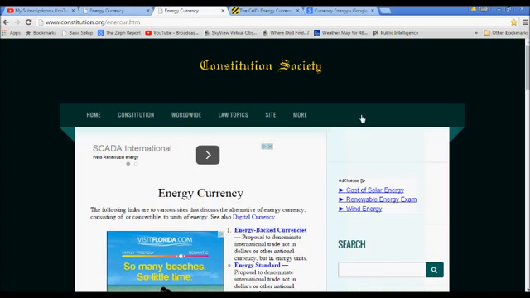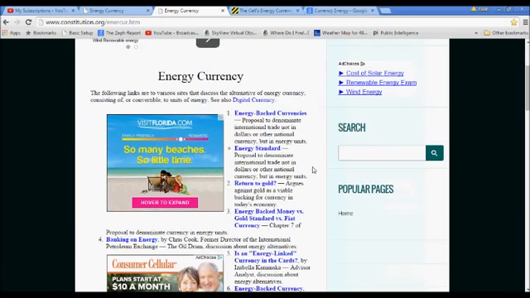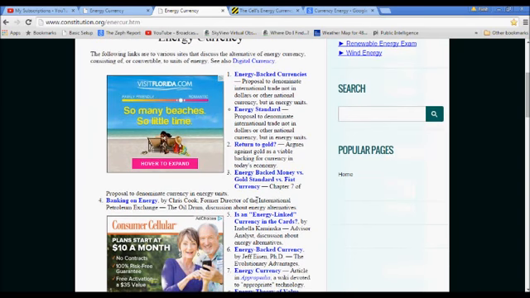I will include another. This Constitution Society has tons of links. It's basically just a link page. You can go to different articles on this subject. Proposal to denominate international trade not in dollars or other national currency, but in energy units. Another argues against gold as a viable backing. Different articles by different people. Here's one: Chris Cook, former director of the International Petroleum Exchange, the Oil Drum discussion about energy alternatives.